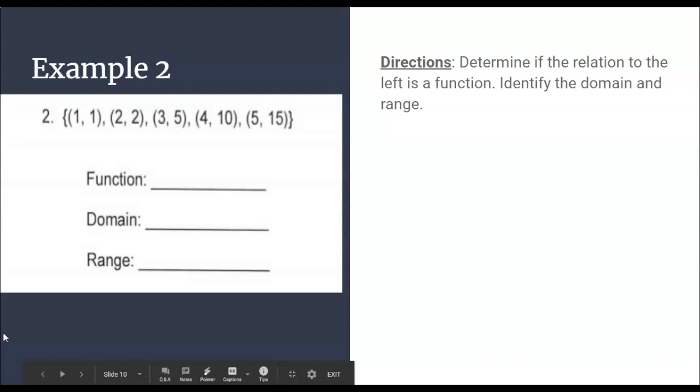Let's look at example 2. Please take a moment to copy the set of ordered pairs and answer the 3 questions. Is this a function? Yes or no? Write down the domain as well as the range. We will look at the solution shortly. Let's take a moment to look at the solution.